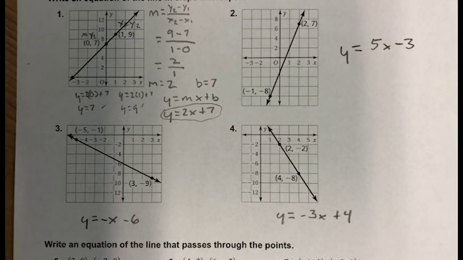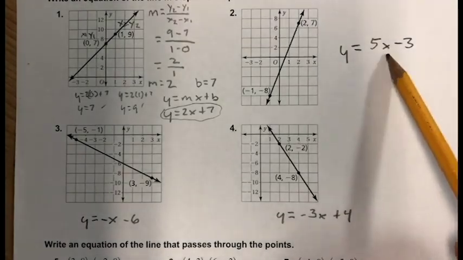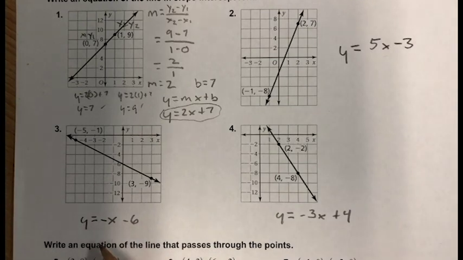All right, so for number 2, you should have gotten that y is equal to 5x minus 3. For number 3, you should have gotten y equals negative x minus 6. And lastly, number 4 is y equals negative 3x plus 4.